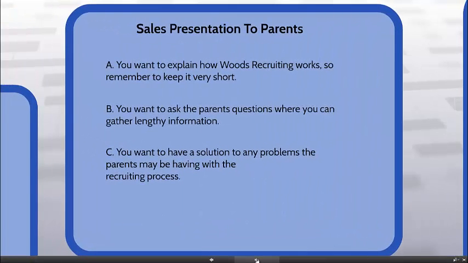Your sales presentation to parents. A, you want to explain how Woods Recruiting works. Remember to keep it very short. B, you want to ask parents questions where you can gather lengthy information. C, you want to have a solution to any problems the parents may be having with recruiting. The only way you're going to know that is to ask questions. You want to ask questions to where you can uncover information.